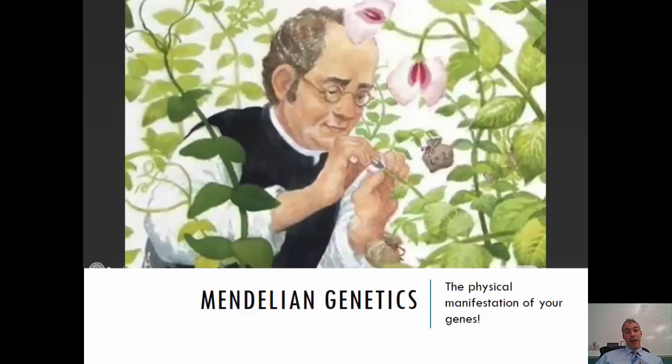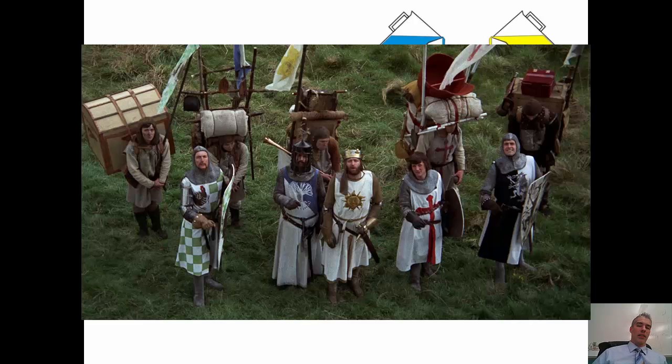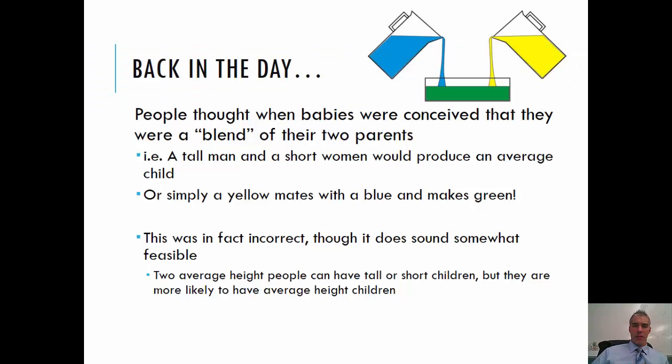All right, this lecture is on Mendelian genetics, or as I like to call it, the physical manifestation of your genes. So, to give you an idea about how people used to think about things, way back in the day, they used to think that when a child was conceived, there's one parent and another parent, and they did this thing, and then all of a sudden, a baby was born.